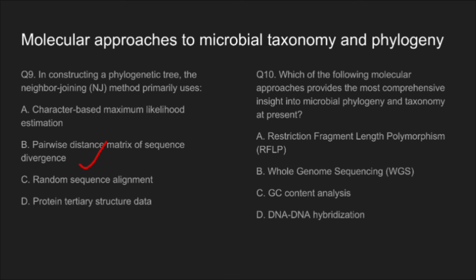Question number 10. Which of the following molecular approaches provide the most comprehensive insight into microbial phylogeny and taxonomy at present? Options are A. restriction fragment length polymorphism, B. whole genome sequencing, C. GC content analysis, D. DNA hybridization. So the correct answer for this question is whole genome sequencing, that is option B.